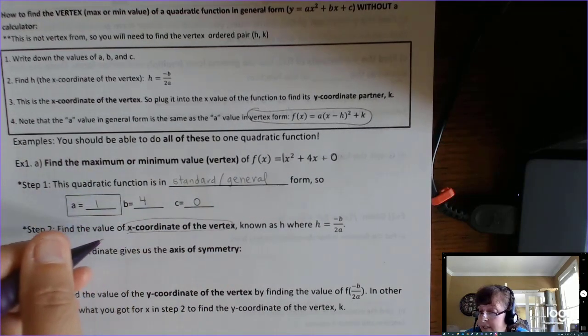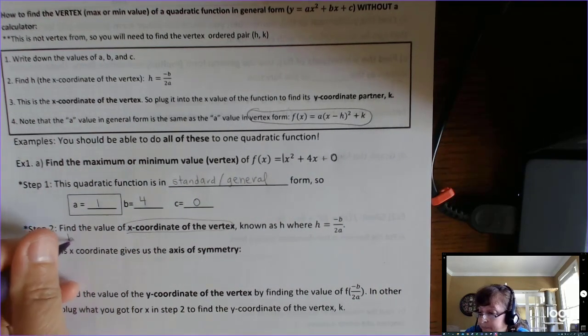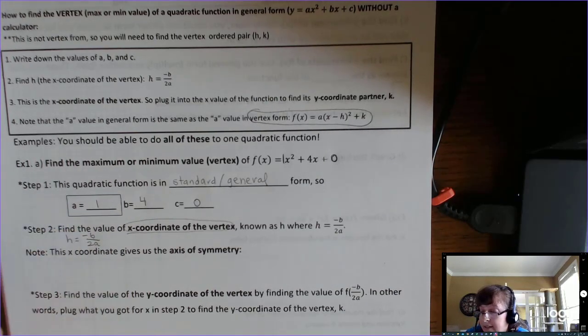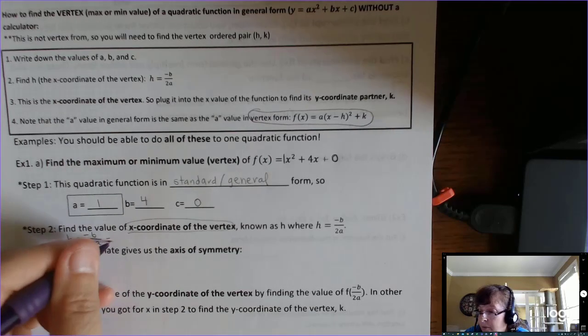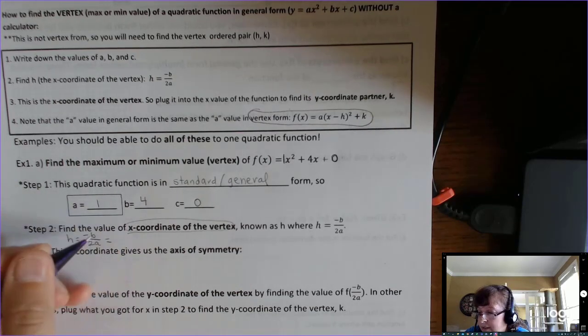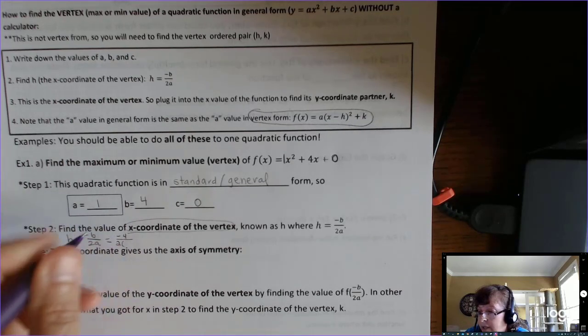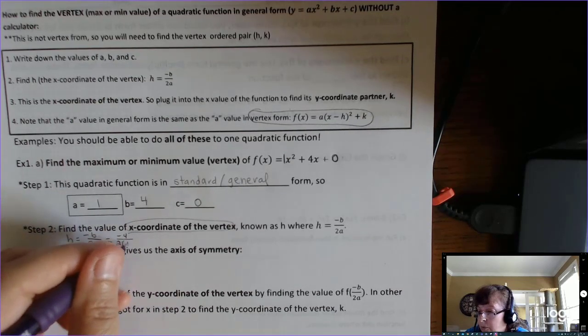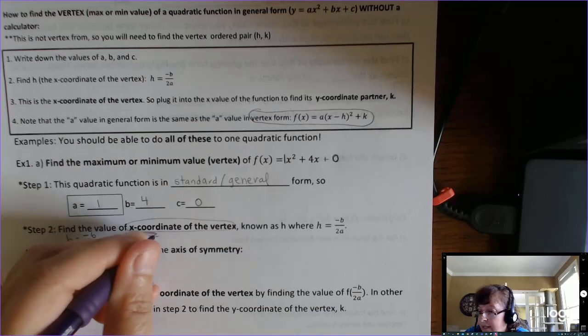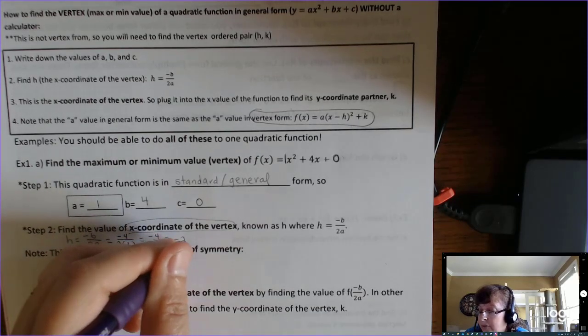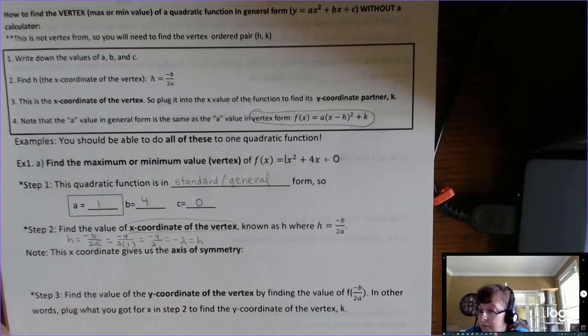The way you find the x-coordinate of the vertex is you memorize negative b over 2a. Okay, so b is 4. So negative b would be negative 4 divided by 2 times a, which is 1. So we have negative 4 over 2, which is negative 2. Now that's h in the formula.